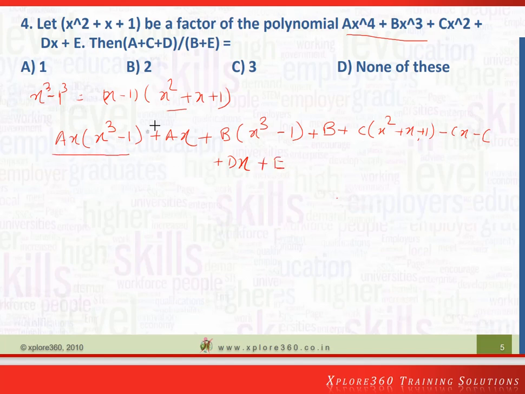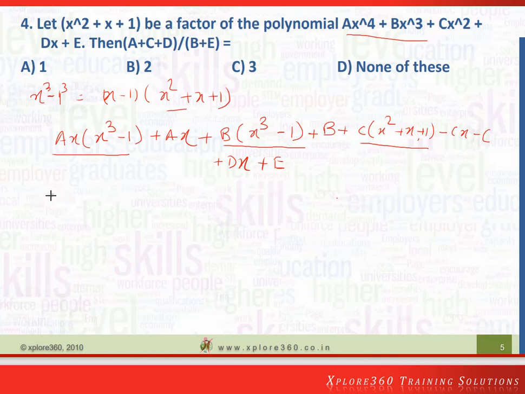See, this expression is divisible by this, right? This is going to be the factor. This expression is divisible by this. This is the factor. And this expression is also divisible by this. So the rest of the terms must be 0.